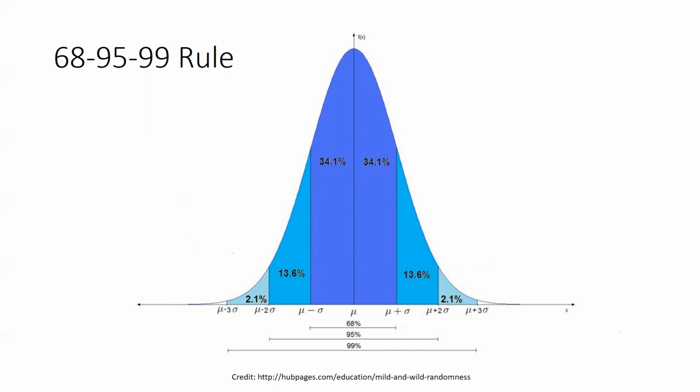if you start with the midpoint and go one standard deviation on either side, roughly 68% of all observations will fall within that range. If you take the midpoint and go two standard deviations on either side, roughly 95% of all observations will fall in that range. If you take the midpoint and go three standard deviations on either side, roughly 99% of all observations will fall within that range.